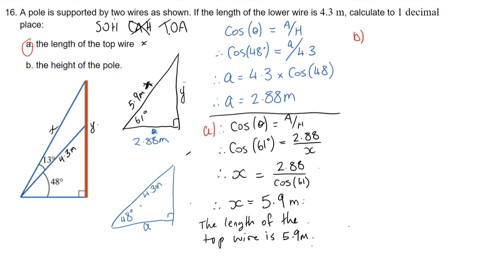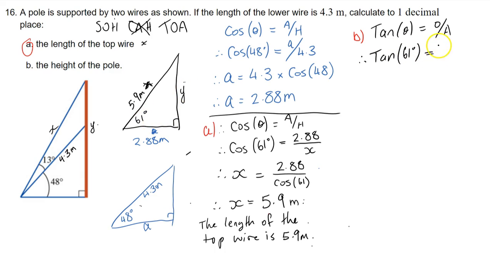Or I could use TOA. I'm going to use TOA just because I haven't used it very much yet. But you could use either. Either one will work there. Just opposite over adjacent. Okay, I know what theta is. Theta is 61.